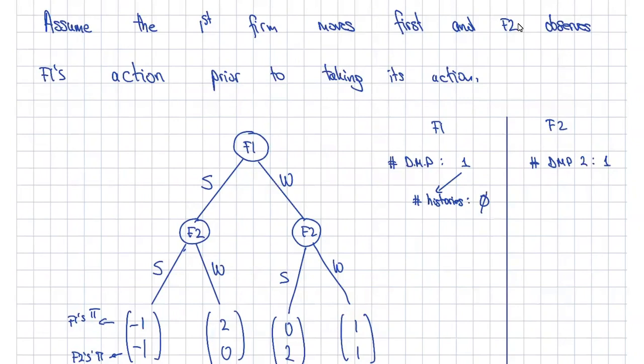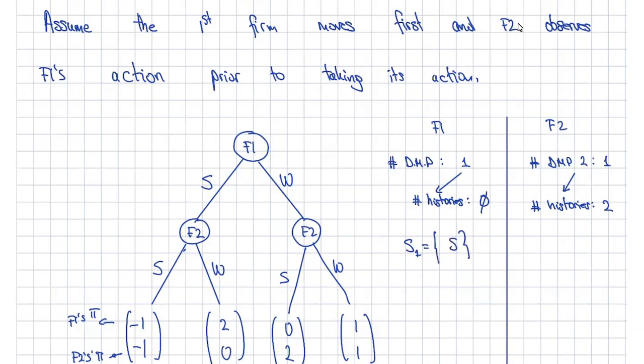Now, this is a much more interesting question, so I encourage you to pause the video. What's the number of histories here? So if you look at the definition of a history, the number of histories here is going to be 2. Okay. So what is a strategy for firm 1? Well, there's only one decision-making point and only one history. So a strategy for firm 1 could well be, for example, S.